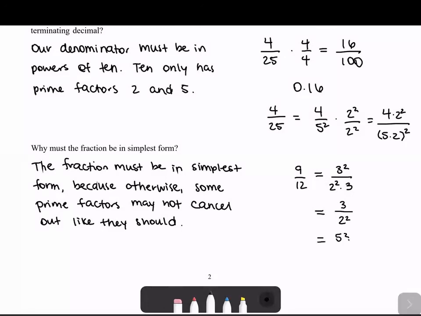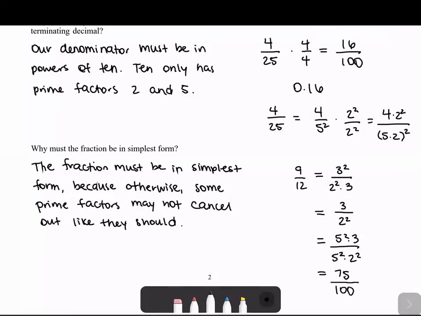And now that 2 squared does just have the prime factorization with 2's and 5's, so we can multiply by 5 squared on top and bottom. And we get 75 over 100. So this fraction that we started with, 9/12, even though the prime factorization of the denominator does not just have 2's and 5's, if we convert it to simplest form, then it does. And then we can see that this is 75 over 100, which is just a nice terminating decimal, 0.75.